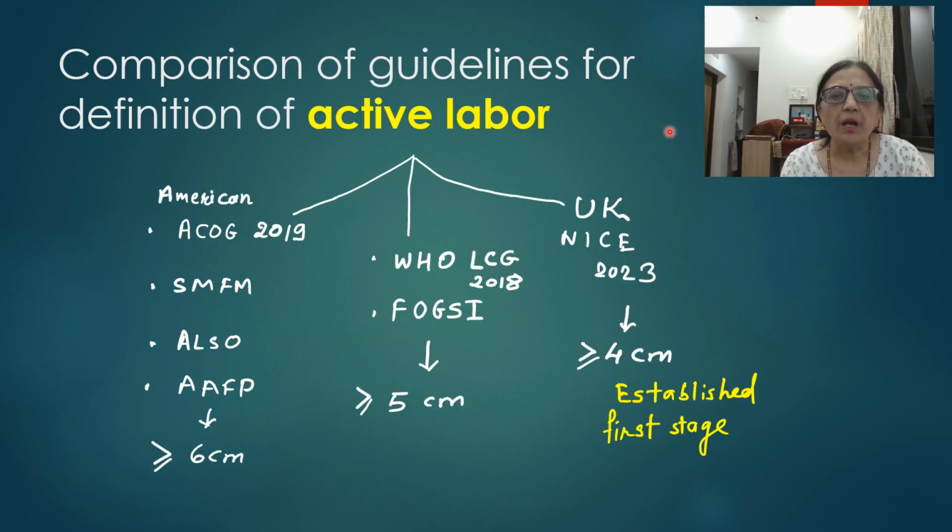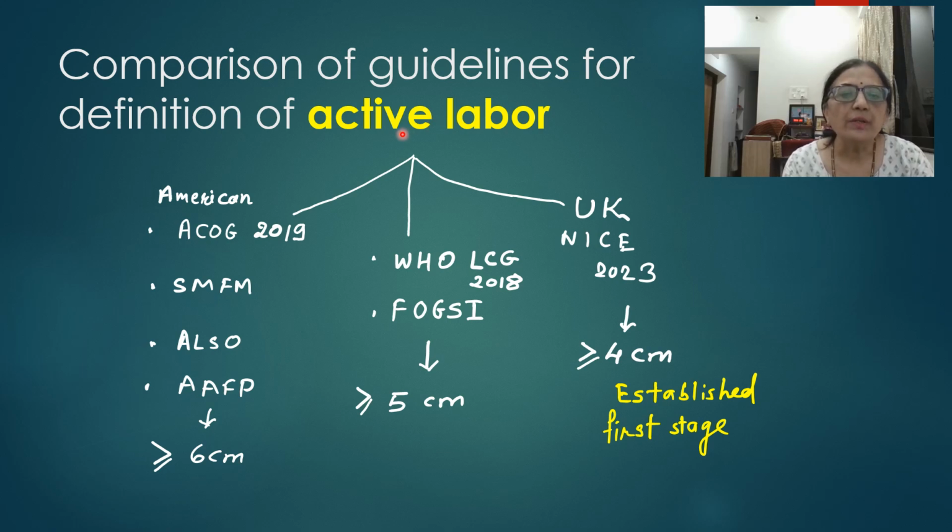Now, this is how we define active labor. What is the demarcating point, or what is the landmark in the cervical dilatation beyond which we say that labor has entered into active labor? There is so much difference in the various guidelines at present. Presently, there is so much controversy mainly related to how we define active labor, and when you say that the patient has entered into active labor and has passed the latent phase.